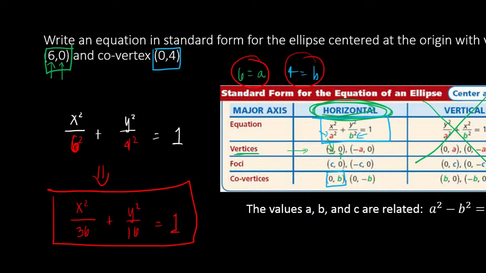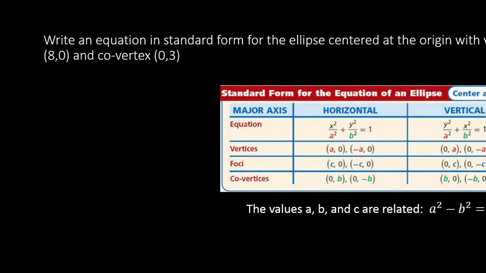Let's do another example. All right, once again, we're given a vertex and a co-vertex, and we need to figure out what's the first thing you want to know. Is this horizontal or vertical? We used the vertex last time to figure it out. Let's figure it out using the co-vertex.